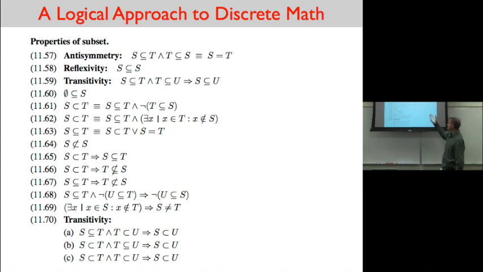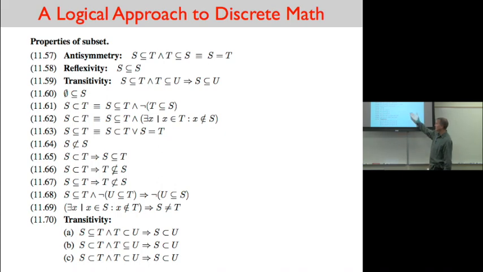57 is anti-symmetry. This makes sense, doesn't it? S is a subset of T and T is a subset of S. How can that be? The only way that can be is if they're equal. Well, no. Can you use the metatheorem with this? No, but it's the same thing.